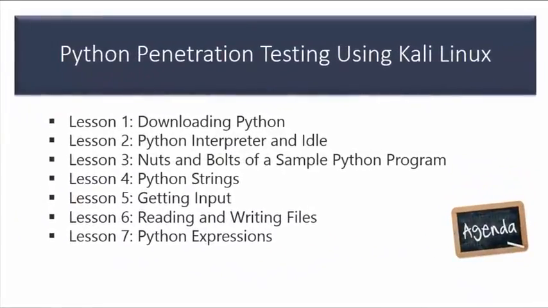There are about 35 or 36 lessons in total within this course. I'm going to start off with lesson 1, which is downloading Python. Lesson 2 is the difference between Python interpreter and idle. And lesson 3, I'll demonstrate the nuts and bolts of a sample Python program. So we'll understand what functions are, methods, classes, and so on. So I'll identify all of those within this lesson.